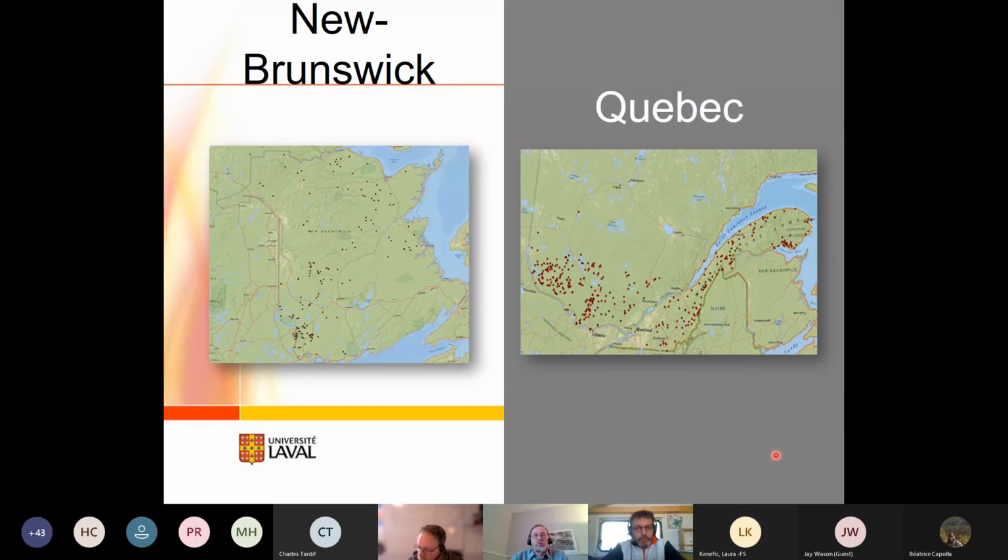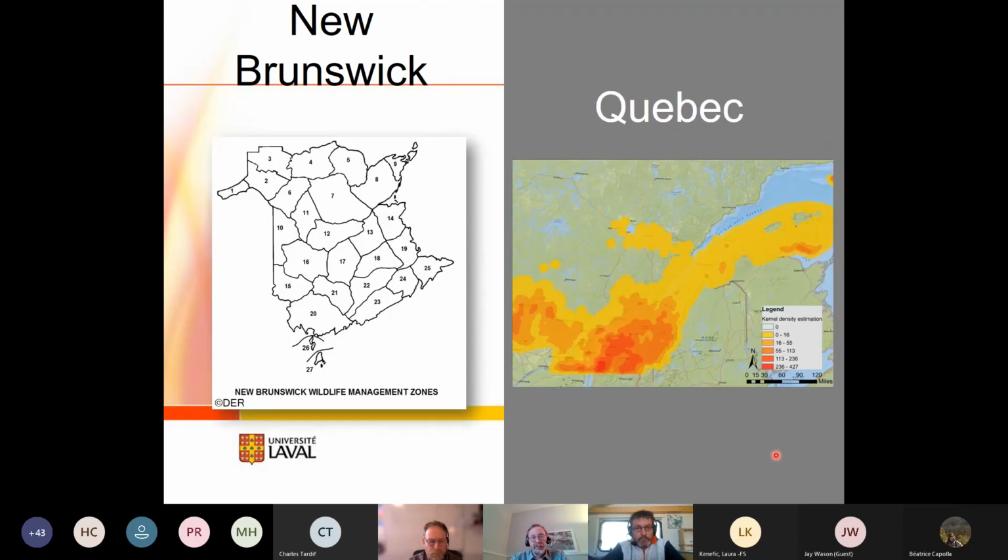So what she will be using is that she works with permanent sample plots in New Brunswick and Quebec. And she also uses data on deer abundance. In New Brunswick, these came from wildlife management zones, so the data are at that level. In Quebec, hunters are required to point out where they killed the deer, so we are able to have a map of relative abundance, let's say, that is probably somewhat more precise than what we can get from New Brunswick.